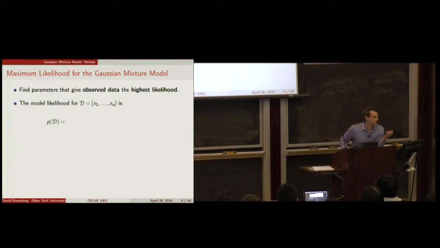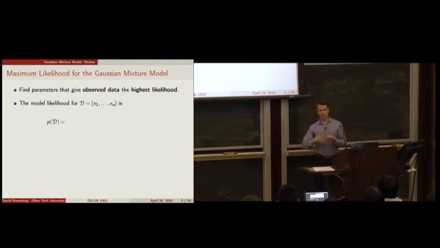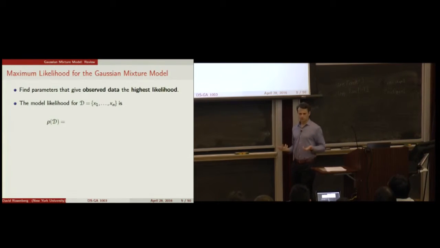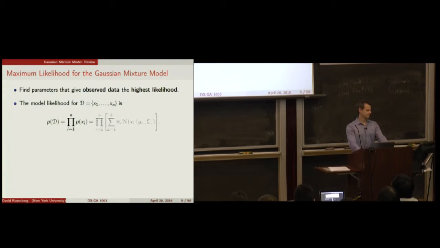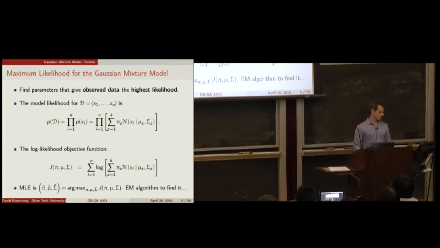So here's the expression for the likelihood. It's trivial now because we have the likelihood for p of x. We did it on the previous slide. We have n data points, x1 through xn, drawn IID. So to get the likelihood of the whole data set, trivial, we just multiply the likelihoods of the individual points, like that.